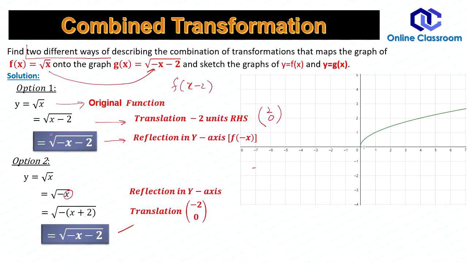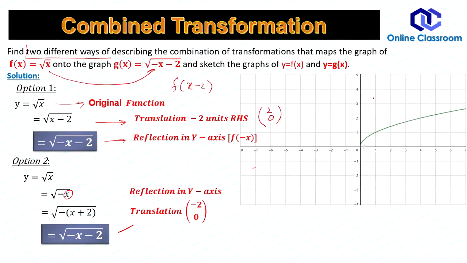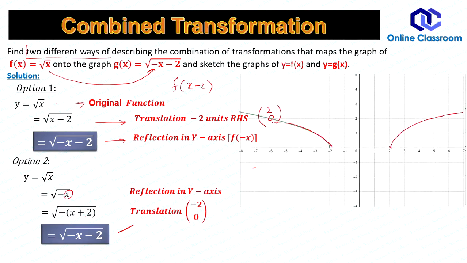In the first case, what we have done first, we have done the translation first, 2 units. I've moved the function by 2 units first, like this. Suppose I've moved the function like this by 2 units. Then you have the reflection in the y-axis, reflect this red function, something like this. Reflection here, and this is your g(x), like I've shown here in the graph.